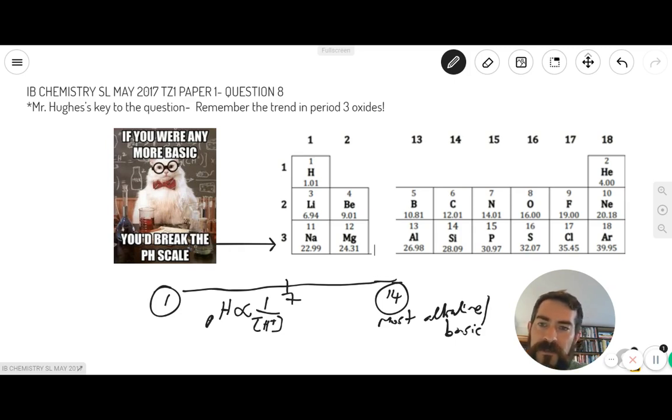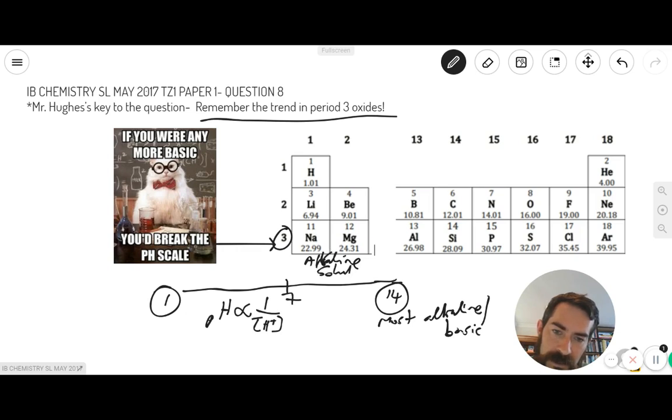So I have written my key to the question up here: remember your trends in the period 3 oxides, because this is something the IB like to assess a lot for topic 3. And they teach you specifically about period 3 or row 3 on the periodic table. So know this trend. The trend is effectively this. The first two groups are going to make alkaline solutions. As you move across the periodic table, you hit the element aluminium.